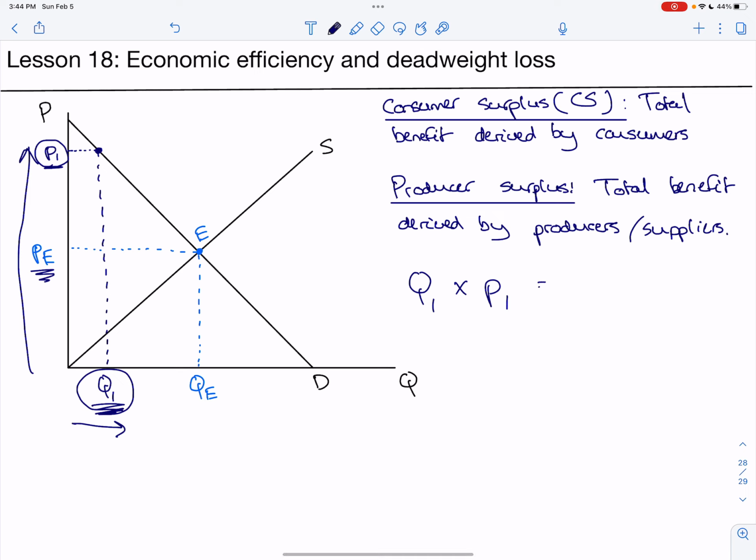Multiply them together, you get total value, right? But of course, if you want to get the extra value, you can't just multiply Q1 by P1. You also have to subtract PE multiplied by Q1, because that's the amount that they have to pay, right? Minus Q1 times PE. Graphically, I hope you can see that that is represented by this rectangle, right?